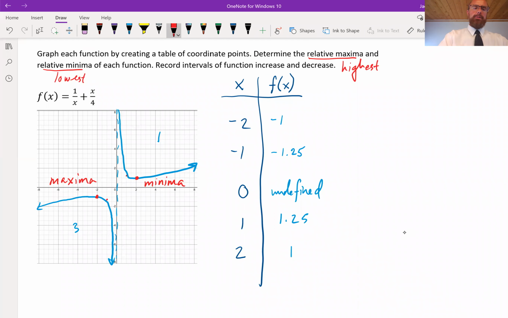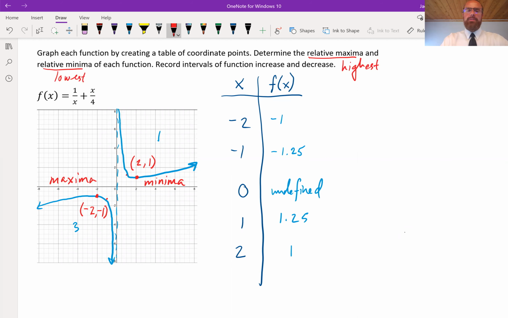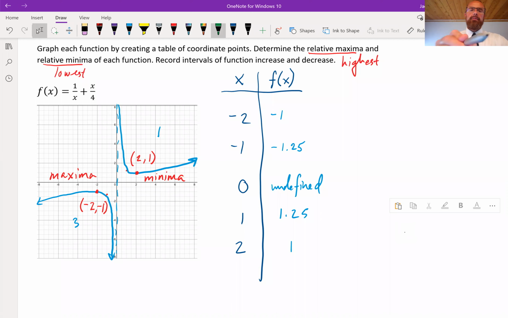So the maxima here is at -2, -1. And the minima is at +2, +1. That completes our second task. Now let's finalize this question by finding our intervals of function increase and decrease.